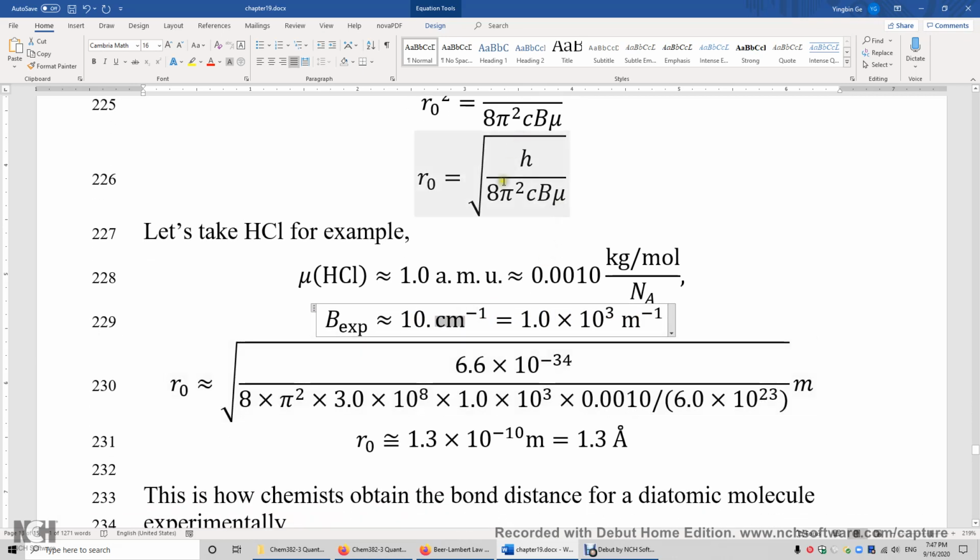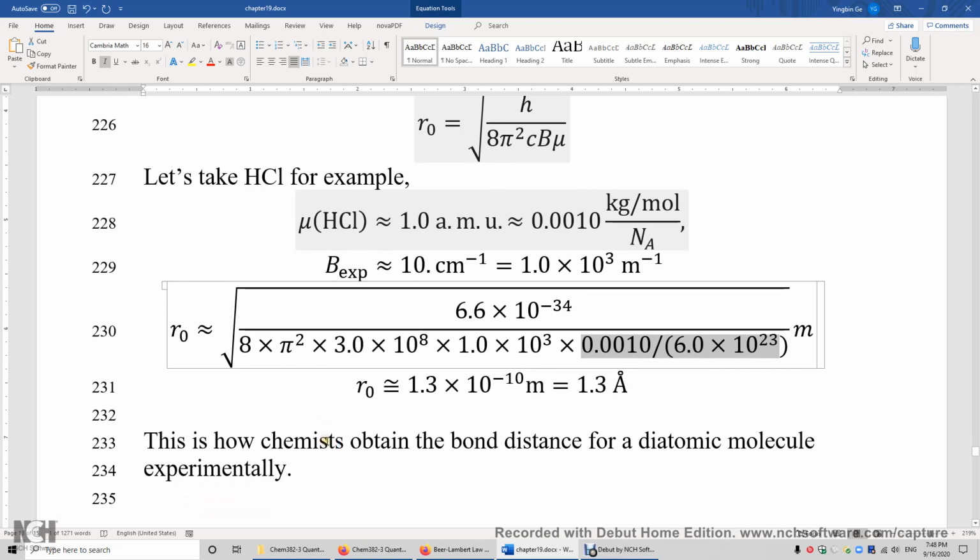Okay, now we have all the numbers. This is the Planck constant, 2 pi squared times the speed of light, and this part is the rotational constant B in SI units. And over here, this is the reduced mass of HCl. You get 1.3 angstroms. And this is the bond distance of HCl.